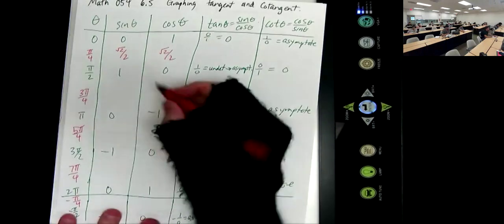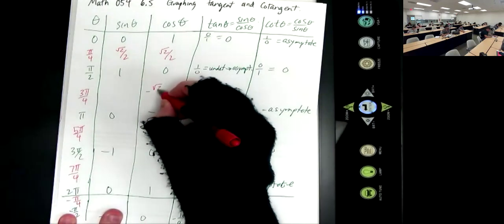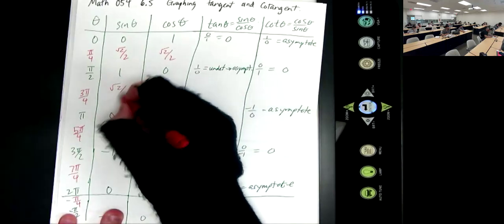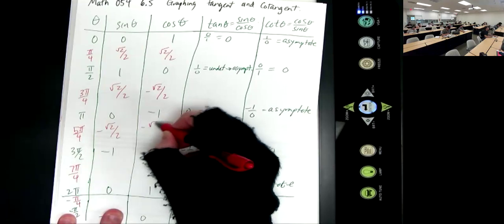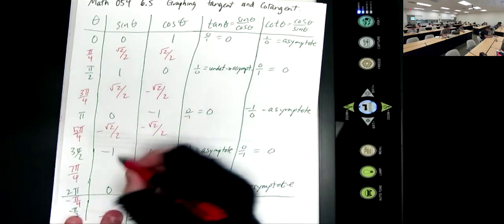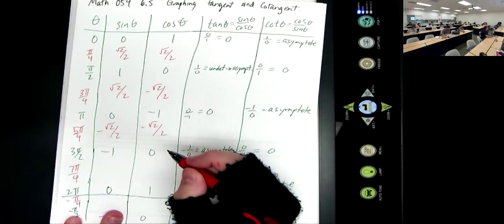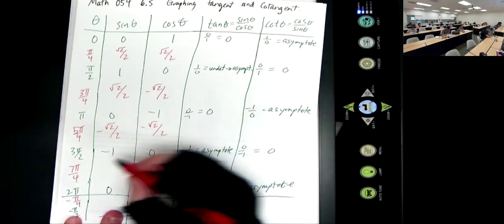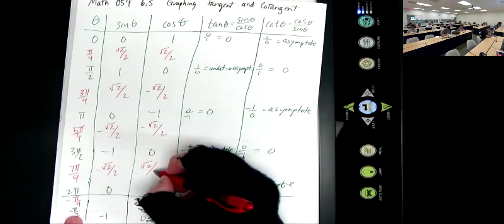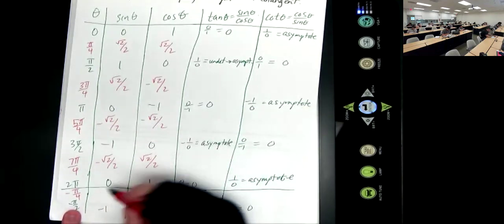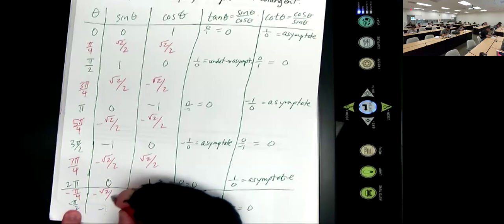The only thing that changes for 3 pi over 4 is the cosine's negative. 5 pi over 4, they're both negative. 7 pi over 4, sine is negative, but cosine isn't. And if I do negative pi over 4, that's the same as 7 pi over 4.